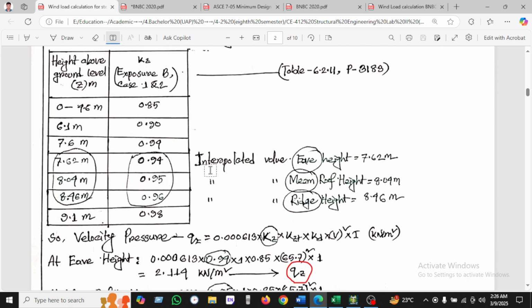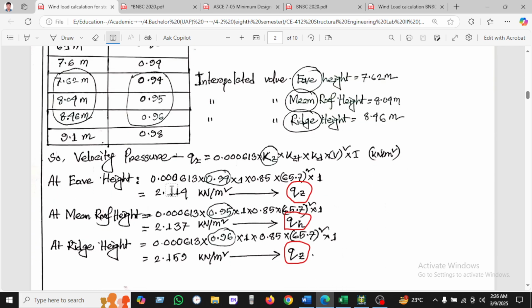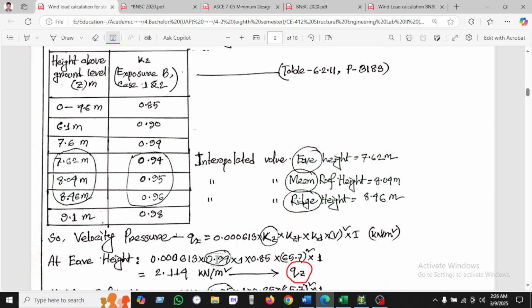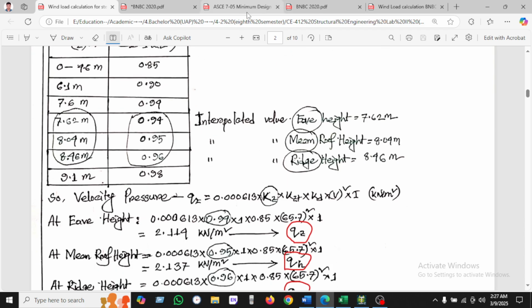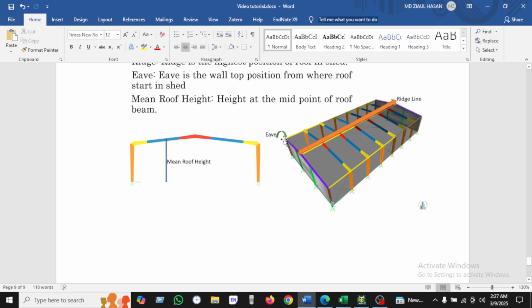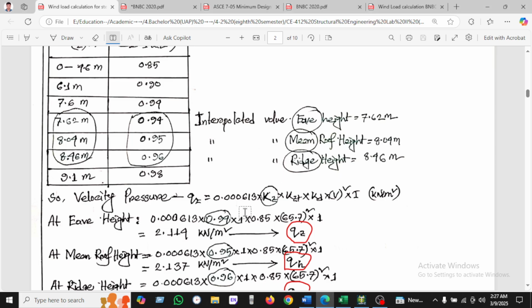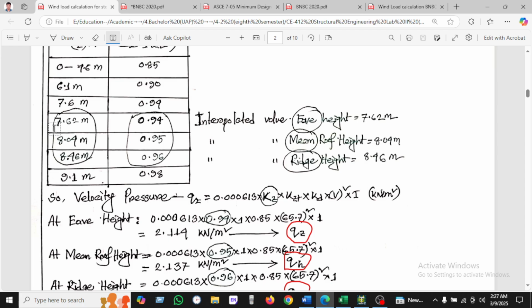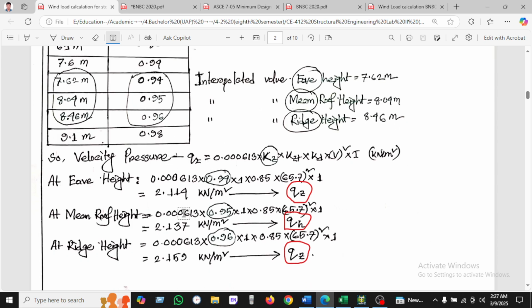We will use the interpolated value for 7.62, mean 8.06 and ridge 8.06. So for the velocity pressure we use this formula, but we have used Kz for the eave height. As we know, the eave height is 7.62, and the Kz will be 0.94. We have used Kz for the mean value as well. This is the eave height, found as 7.62. That's why we use Kz 0.94, and the mean height we have seen as 8.04, and 0.94 is used, and for the ridge height 8.64 we found 0.95. In this way we can see all the values have been found.